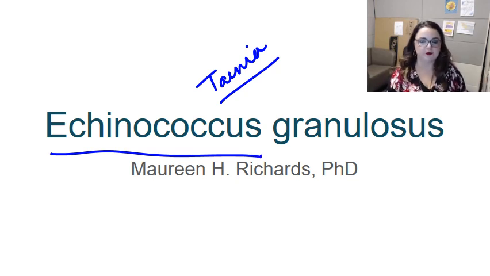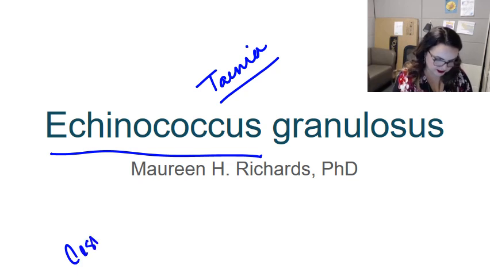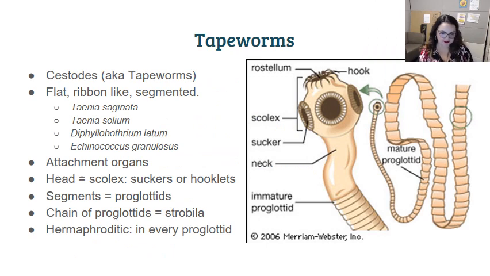So Echinococcus granulosus is in fact a tapeworm. Tapeworms are also known as cestodes. They're all helminths, because helminths basically just means worms, okay? So let's talk about Echinococcus granulosus. First, like I mentioned, it's a tapeworm. The main things you want to keep in mind: the scolex is the head. Each of these little segments is known as a proglottid. When you string enough proglottids together, you have a strobila, okay?